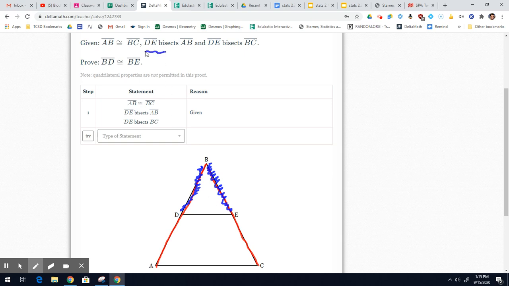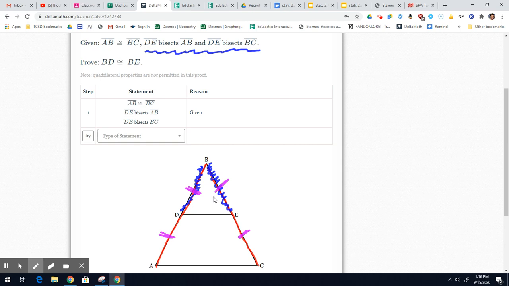However, they give us this extra information. They tell us that DE bisects both sides. It bisects AB and it bisects BC. So what that means is bisecting means I go through its midpoint. So this segment is congruent to this segment, and this segment is congruent to that segment. And because the original big sides are congruent, each of these smaller parts is congruent, and boom, I have these two being congruent. So now the question is, how do I prove that?